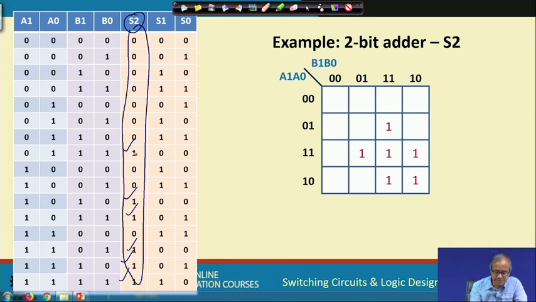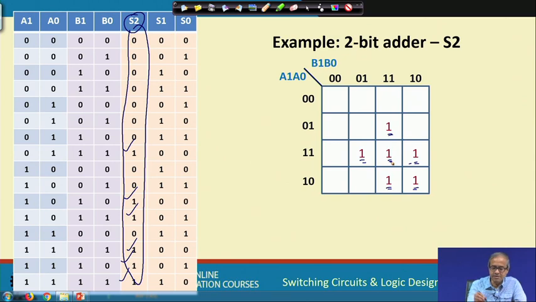You see first one corresponds to 0 1 1 1, this one. Second one is 1 0 1 0, this one. Third one is 1 0 1 1, this one. Fourth one is 1 1 0 1, and finally 1 1 1 1, right.